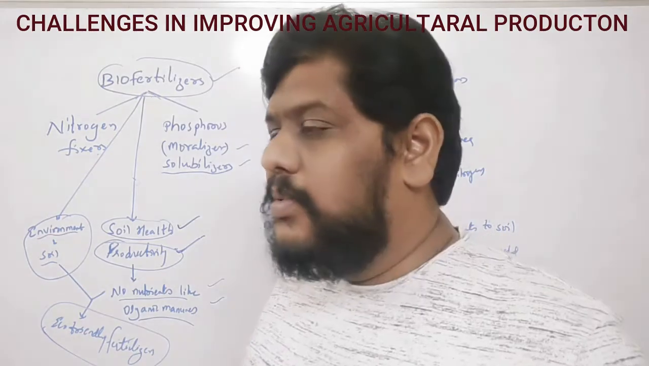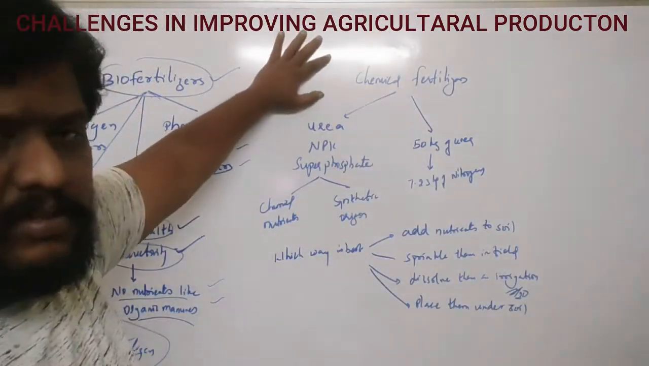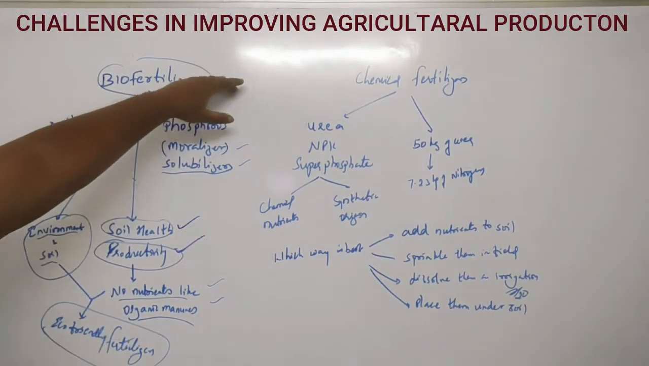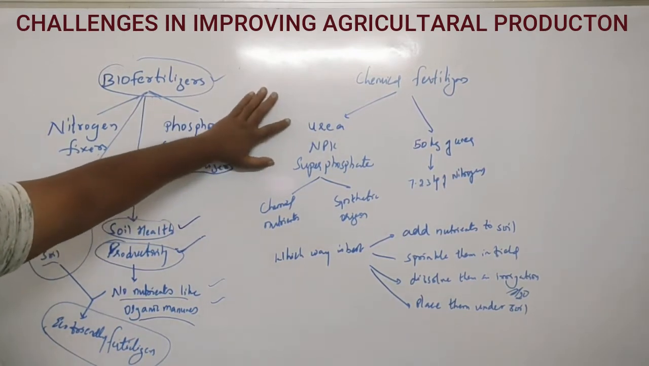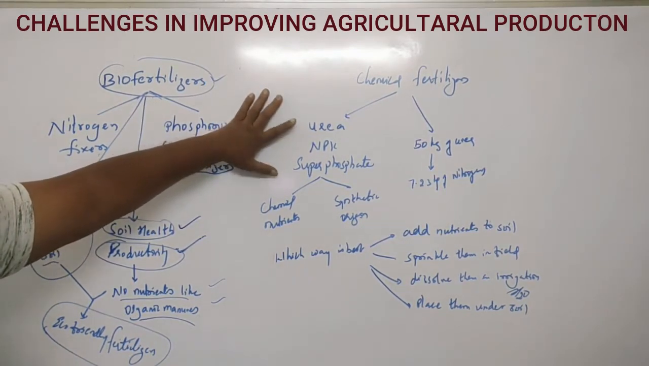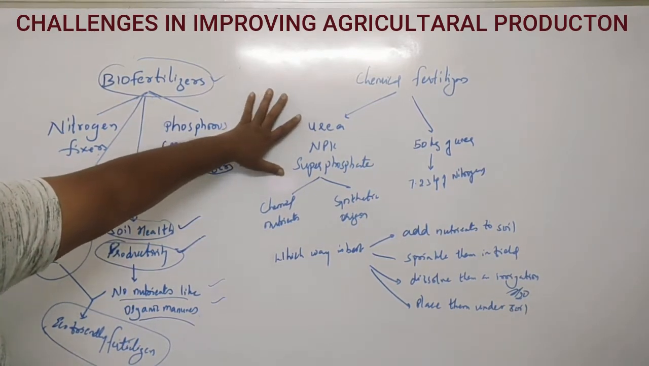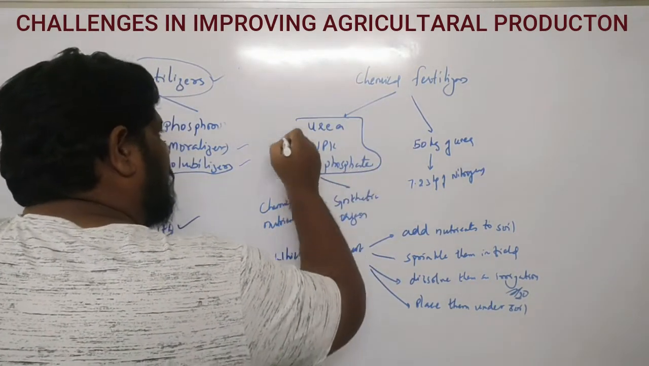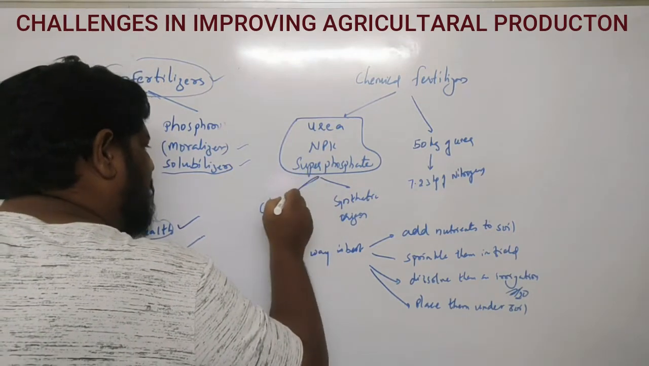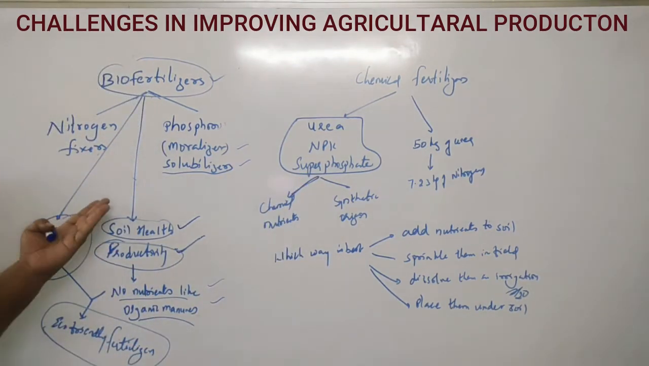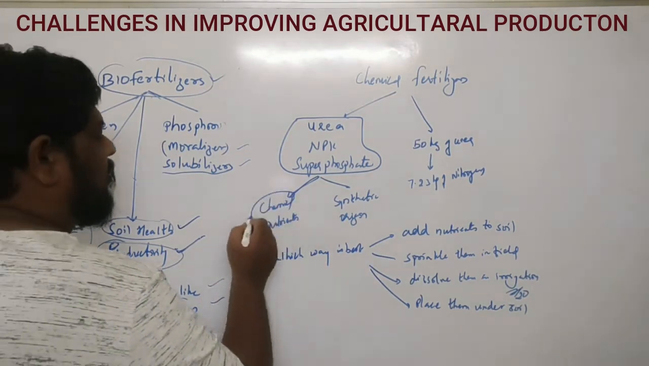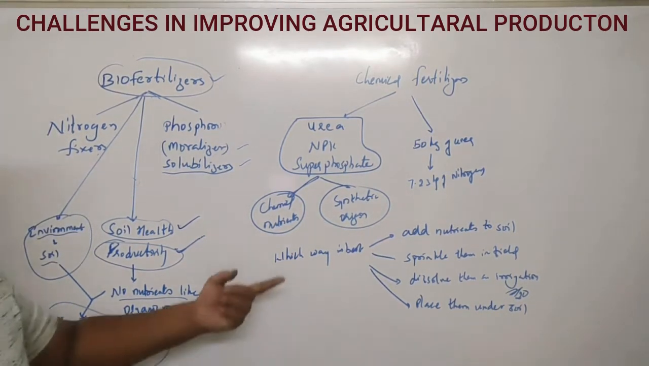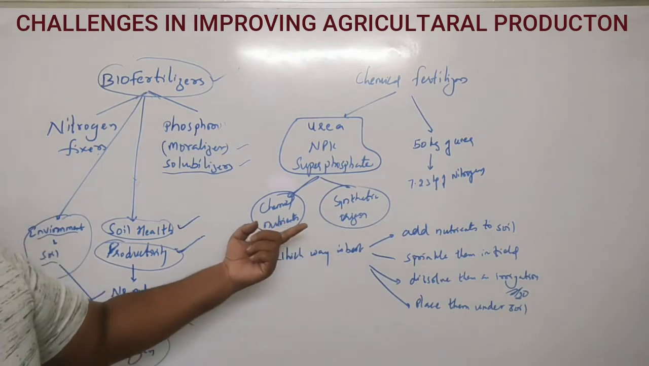Okay, children. So now we come to the chemical fertilizers. We have seen the different chemical fertilizers, like urea, nitrogen, phosphorus and potassium, and also the super phosphate. When you're talking about all these different chemical fertilizers, they are all chemical nutrients. They are not natural nutrients. They are absolutely chemical nutrients, and also they are of synthetic origin. That means they are not natural. They are not natural at any cost.